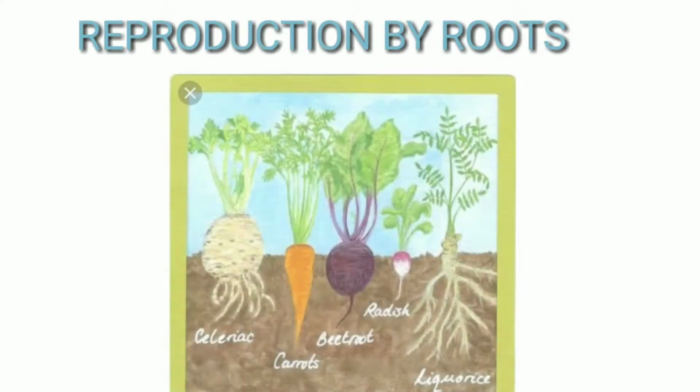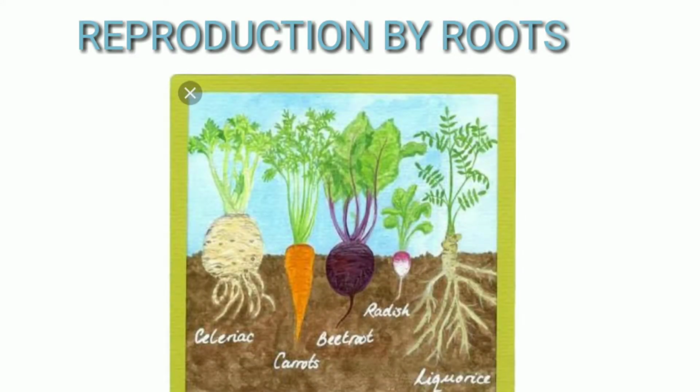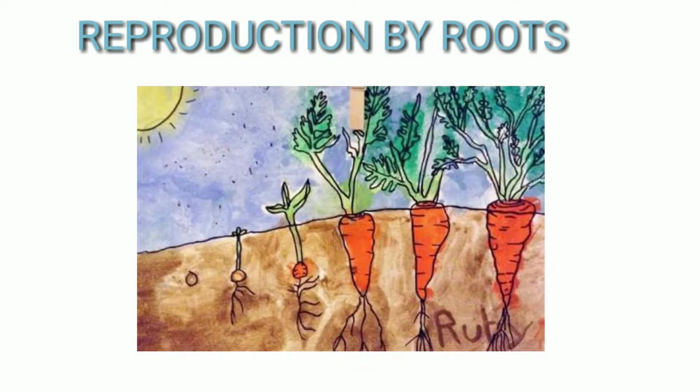Reproduction from roots. The roots of some plants such as sweet potato and carrot produce new plants. Support a new sweet potato in a jam bottle full of water using thick pins as shown. Note how many days it will take for the plants to grow.